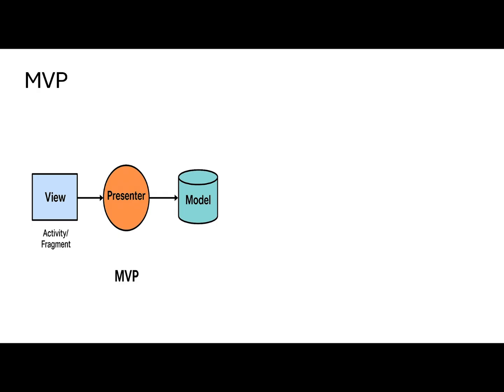Now let us see how view and presenter communicate with each other. View holds a reference of the presenter and presenter holds a reference of the view. In other words, both of them know about each other. View and the presenter communicate with each other via interfaces. Now let us see the advantage of this MVP pattern.